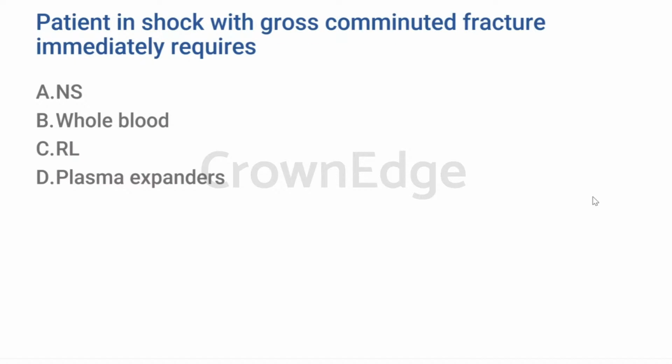Let's see. A patient in shock with gross comminuted fractures immediately requires what? What is the first treatment that you do? Basically, gross comminuted fracture can be a panfacial trauma. The patient is going to bleed a lot, so obviously there's going to be shock. It is what you suspect immediately when such a patient arrives. So what are the options? Let's go through it. A is normal saline. B is whole blood. C is RL, that is Ringer's lactate. And D, plasma expanders. So, can anyone put the answers?